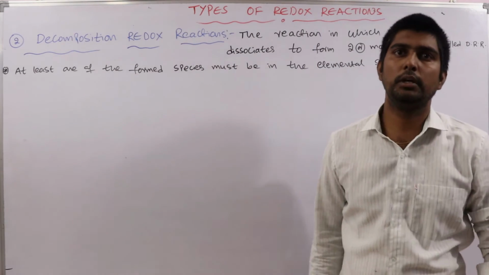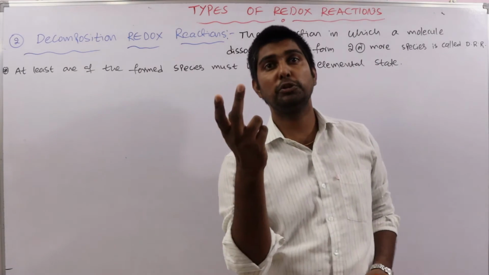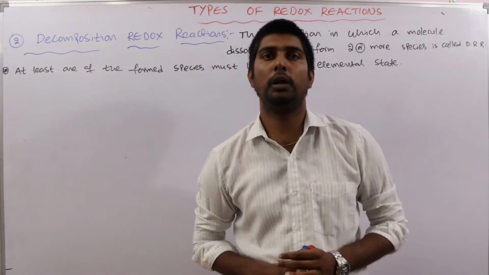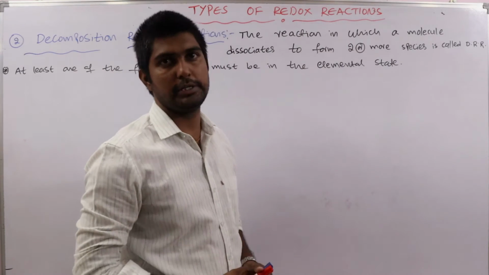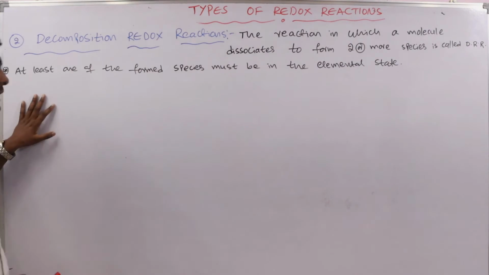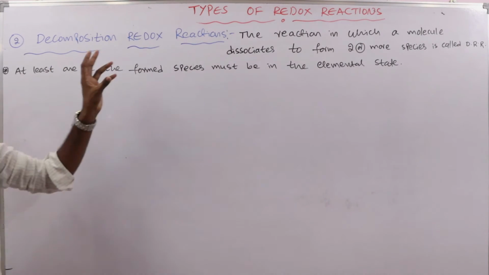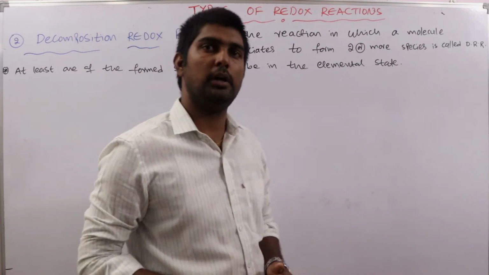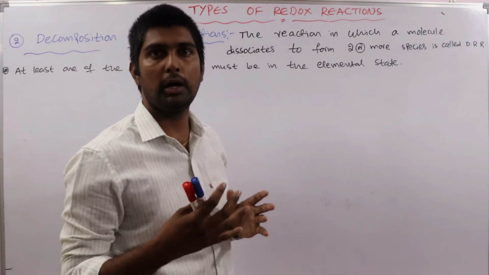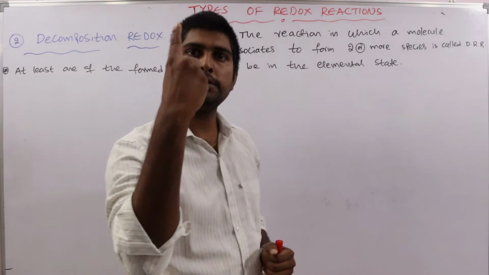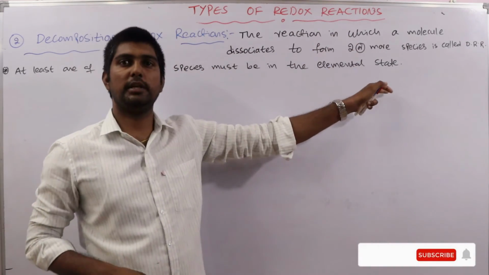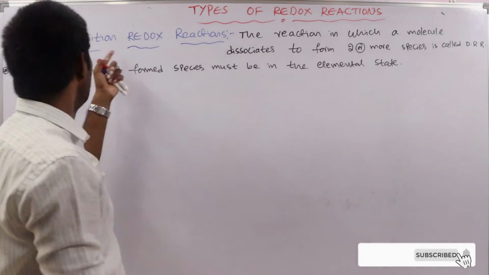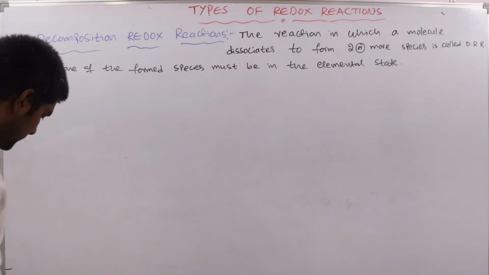Combination reaction means the reaction in which 2 or more species combine to form a new molecule. Here a molecule is breaking into 2 or more species. So here the essential condition is that, whatever may be the number of products formed, at least one of the formed species must be in the elemental state, then only that is considered as a decomposition redox reaction.